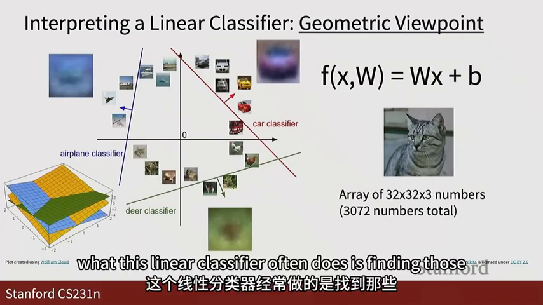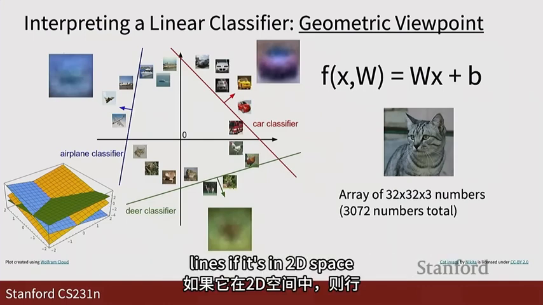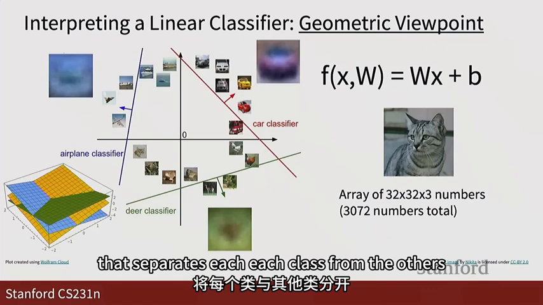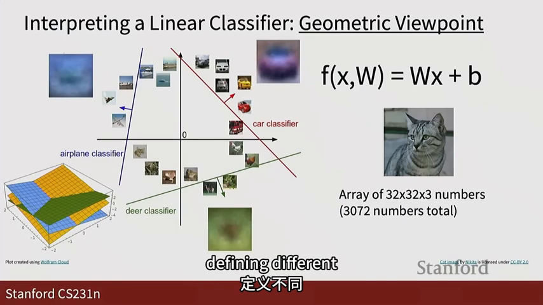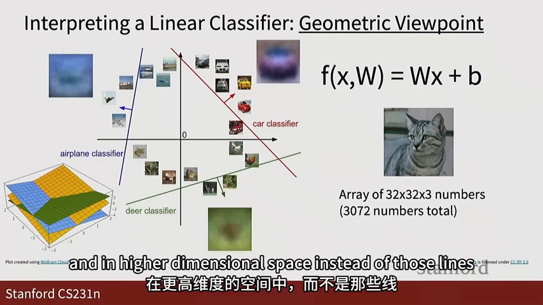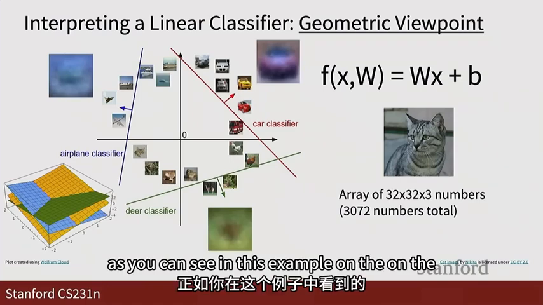So that is the visual viewpoint of the linear classifier, and there is another aspect, the geometric viewpoint. What this linear classifier often does is find those lines, if it's in 2D space, that separate each class from the others. And as you can see here, red, blue, and green are defining different classes. And in higher dimensional space, instead of those lines, it's hyperplanes, as you can see in this example on the left.